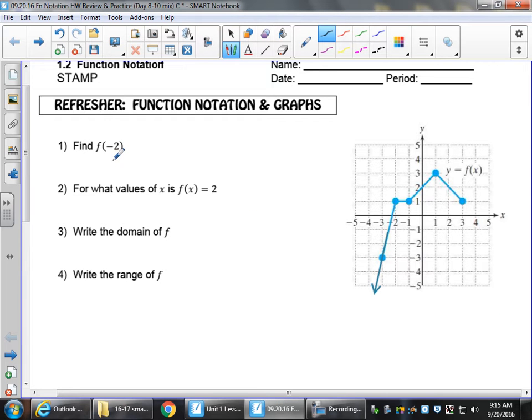What value for x am I being given right here? -2. It's saying when x is -2, what's y? So I go to -2 and up. My answer is 1.